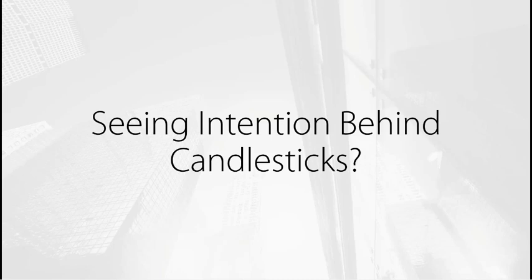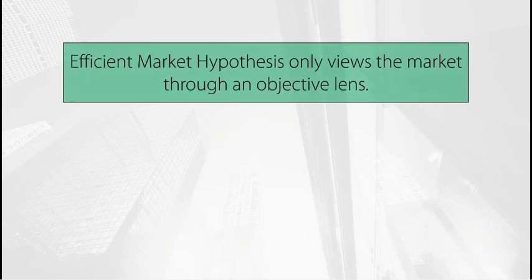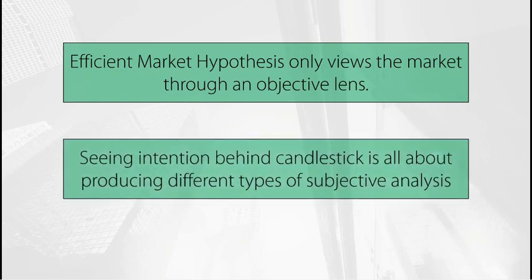In this video, I want to make a brief introduction on how traders can identify the intention behind candlesticks as a follow-up of the last video posted on the channel that breaks down the efficient market hypothesis. In that video, we saw that the main issue with the efficient market hypothesis is that it only views the market through an objective lens. However, seeing intention behind candlesticks is all about producing different kinds of subjective analysis of the markets.